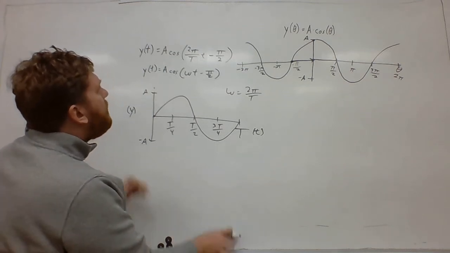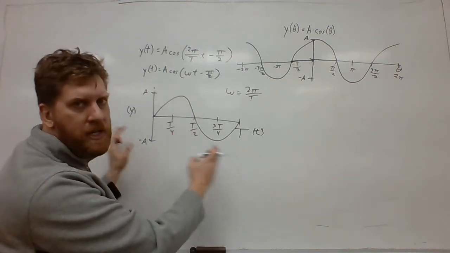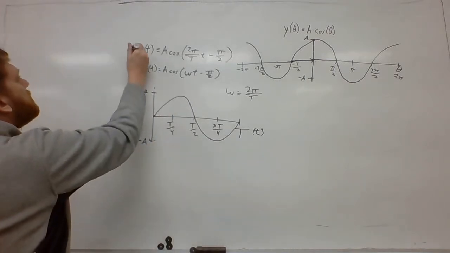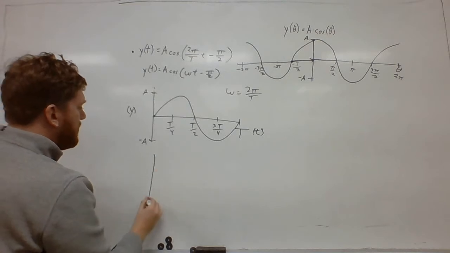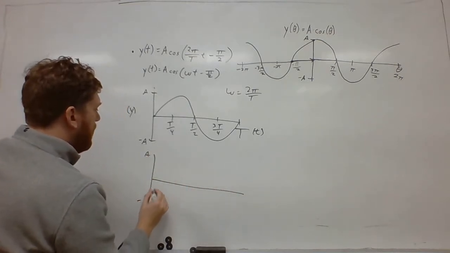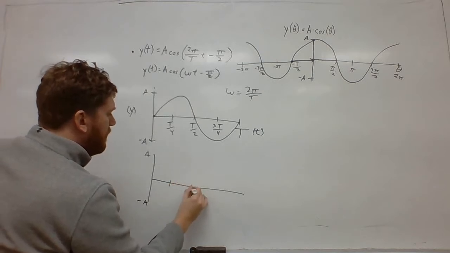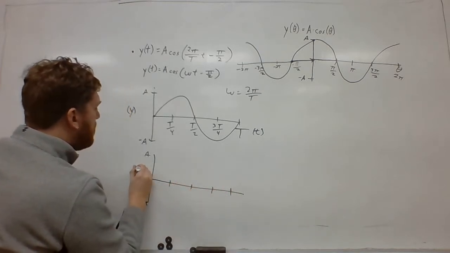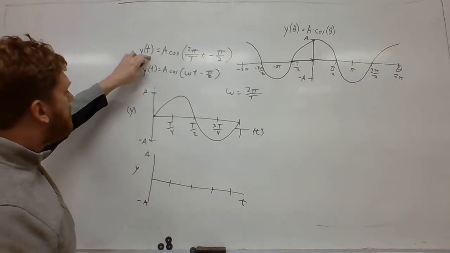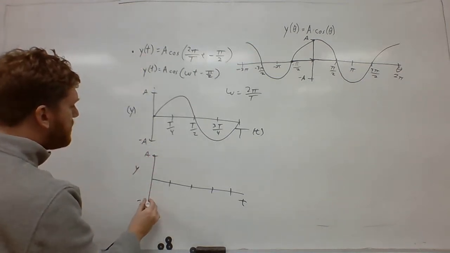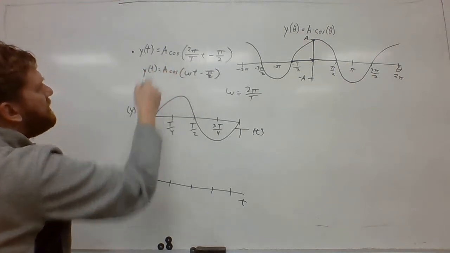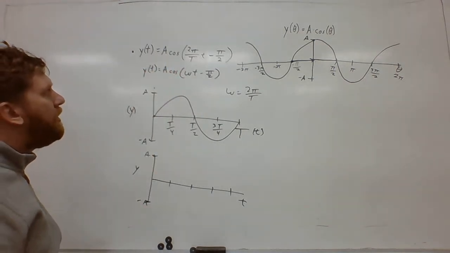Now let's say you weren't very certain about how to shift this graph, but you needed to plot this equation. So let's plot this equation point by point. We know this is a y-axis, we know this is a time axis because those are our two variables. We know that this is a and this is minus a because the coefficient outside of the cosine is a, which is our amplitude.